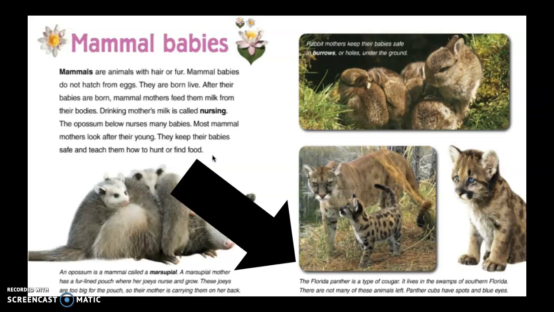So this is a caption, and the caption says, the Florida panther is a type of cougar. It lives in the swamps of southern Florida. There are not many of these animals left. Panther cubs have spots and blue eyes. So I just learned that this is a baby panther cub and this is its mom. They look very different because this one has these dark spots. My caption, though, told me that this is normal for panther cubs.